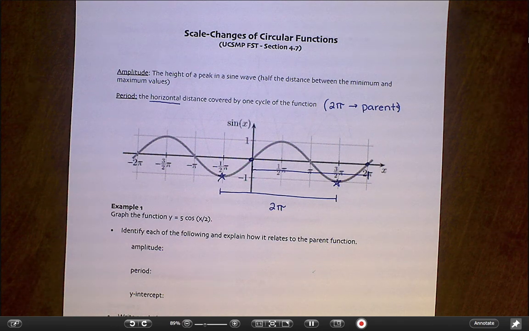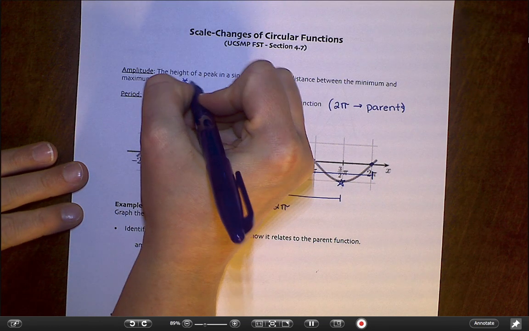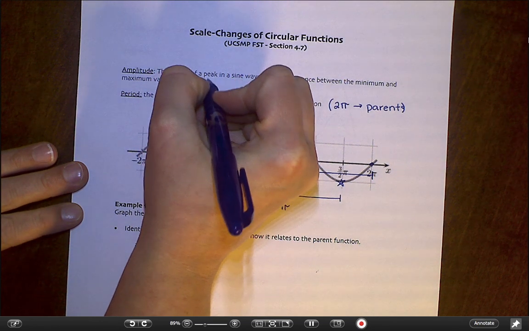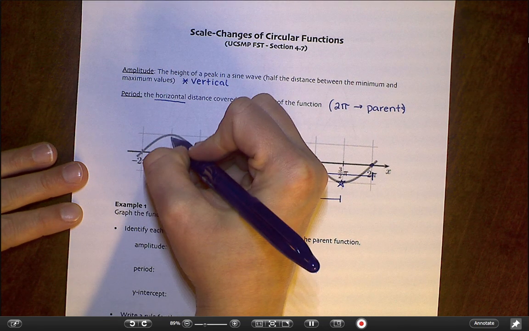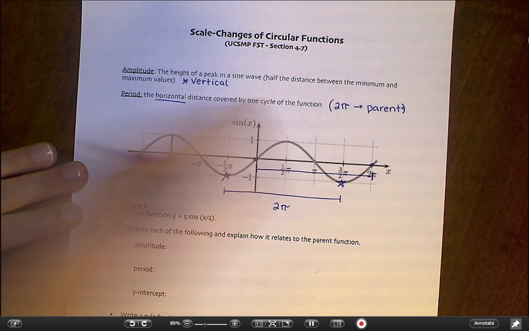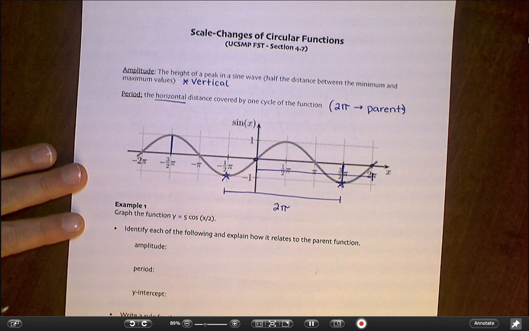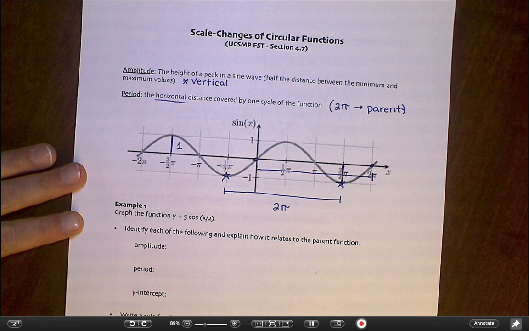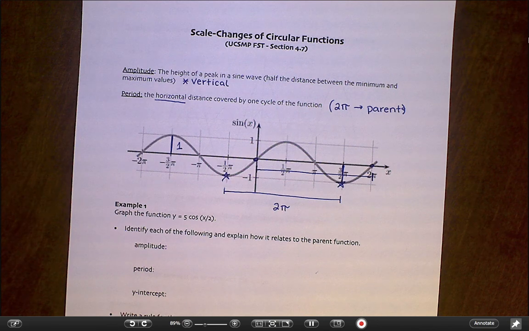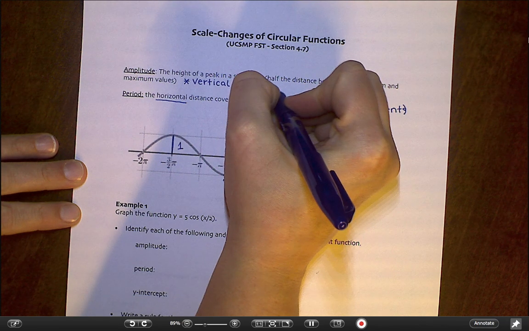Now, the amplitude is a vertical measurement, and I don't think that I use that word here, so you may want to make a note here that amplitude has to do with the vertical size of the graph, and really what it's measuring is the height of these bumps, the height of your maximum or the depth of your minimum. Either way, this is your amplitude, and this one would have an amplitude of 1. We talked about how the maximum and the minimum are 1 and -1, so we would say that the amplitude of the original parent function is just 1.